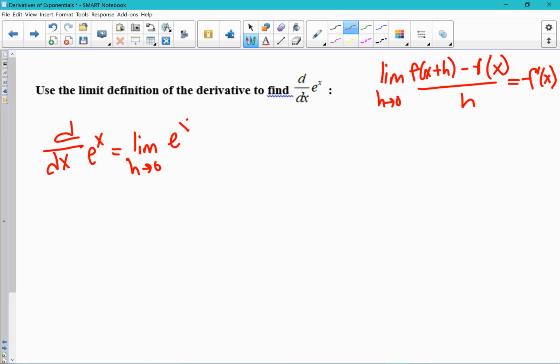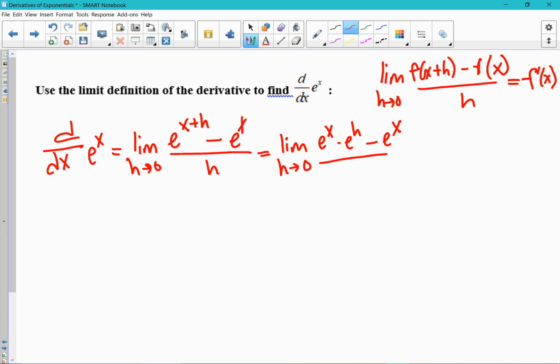f of x plus h would be e to the x plus h, minus e to the x, all over h. Now, we're going to have to play around with a couple of properties of exponential functions. For instance, I can rewrite this as e to the x times e to the h, because remember, you add the exponents if they're multiplied and the bases are the same, all over h, minus e to the x. And you might notice that I can factor out the e to the x right here. Of course, we don't forget to write our limits every single time. Now that's e to the x multiplied by e to the h minus 1 all over h.